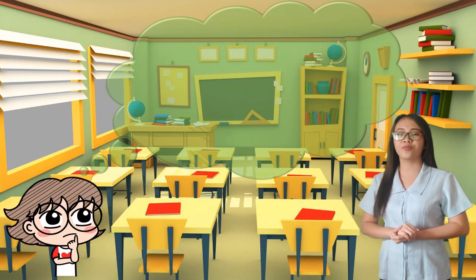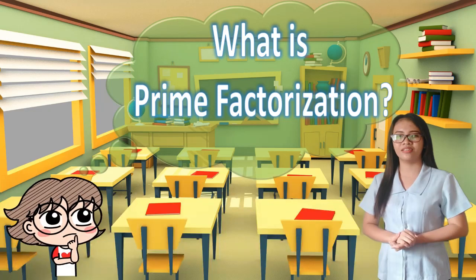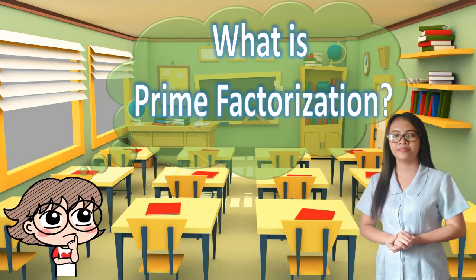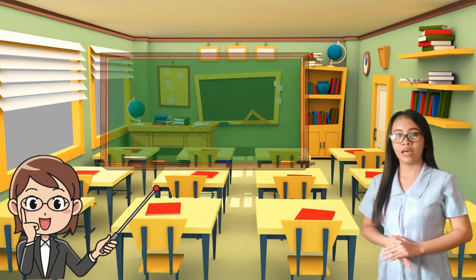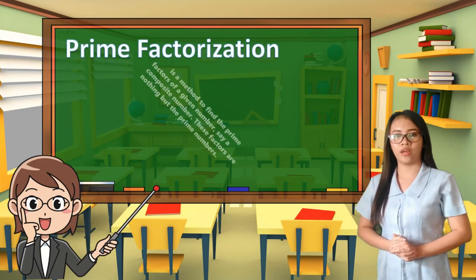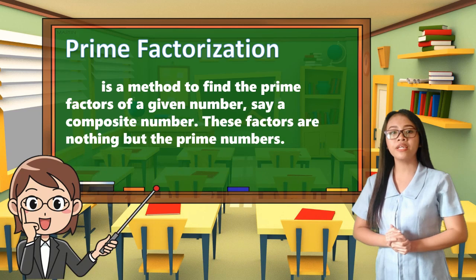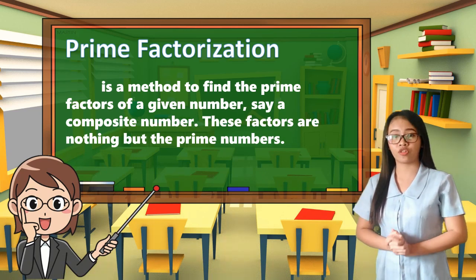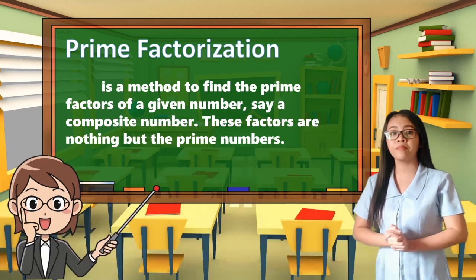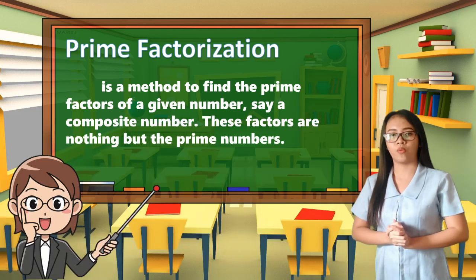And what about prime factorization? Prime factorization is a method to find the prime factors of a given number, say a composite number. These factors are nothing but prime numbers. So to understand, here is our example.